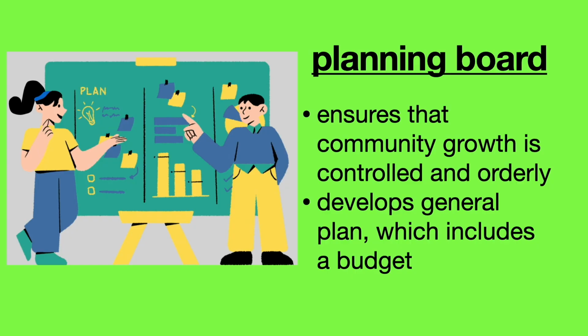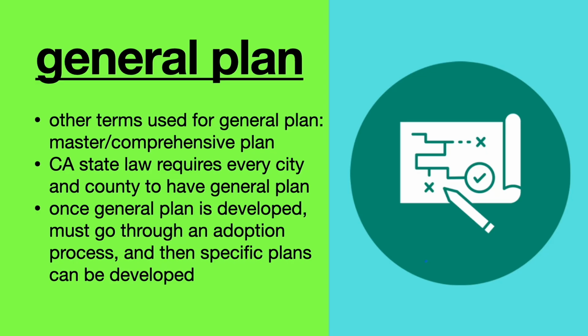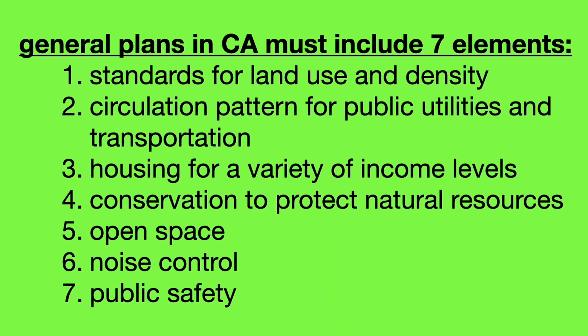The planning board ensures that community growth is controlled and orderly. The board develops the general plan, which includes a budget. Other terms used for the general plan are master plan and comprehensive plan. California state law requires every city and county to have a general plan. Once a general plan is developed, it must go through an adoption process, and then specific plans can be developed. General plans in California must include these 7 elements.